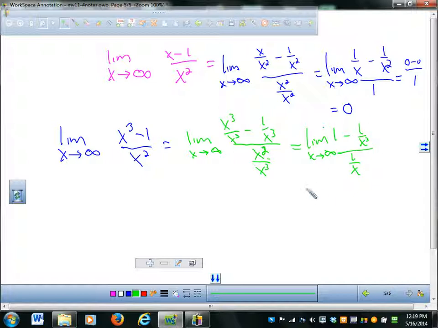So this is equal to 1 minus 0 over 0. What's 1 over 0? Yeah, that's undetermined. That's undefined. Okay? So for this one, anything divided by 0, you write DNE.